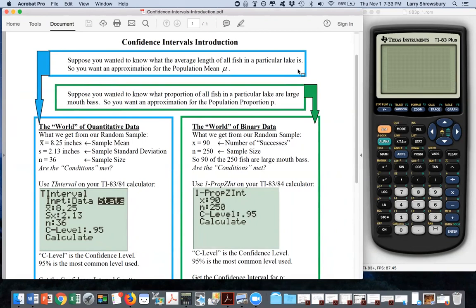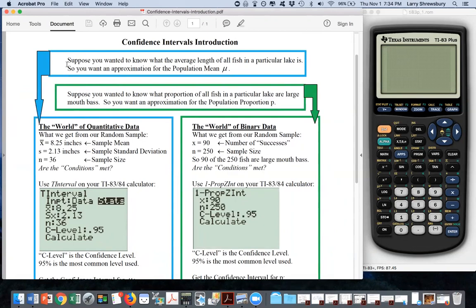For example, let's suppose you want to know what the average length of all fish in a particular lake is. So you want an approximation of the population mean. This is important to focus on because now you're approaching populations and you don't know anything about them. Nothing. Whereas before, when you were calculating those probabilities, you knew everything. You knew the shape, center, and spread of all of that quantitative data.